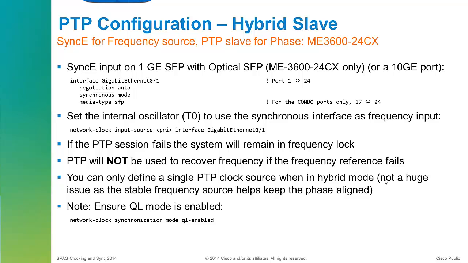For hybrid slave, because you're hybrid, you now need to define a SyncE input. Again, you can go back to the section on SyncE. It's exactly the same, and then you just define synchronous Ethernet as a T0 source. Same provisos as before: if the session fails, it will remain in frequency lock. It'll be a very good frequency lock, of course, because of its physical frequency inputs. The phase will also have very good holdover, but PTP will not be used to recover frequency. So the fact you only have a single PTP clock source is not as important as having redundant frequency sources.